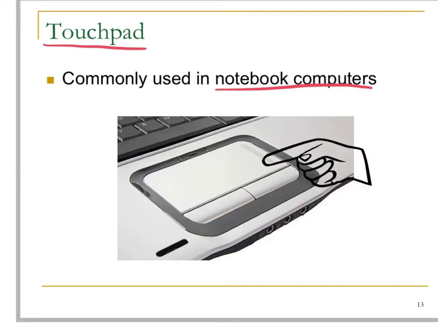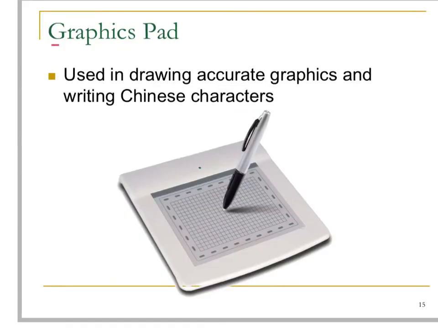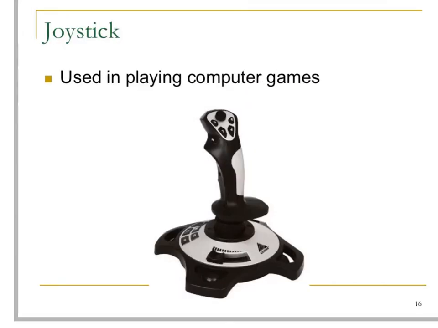Next, graphics pad. And it is very commonly used to draw accurate graphics or write Chinese characters. And in Hong Kong or in mainland China or in Taiwan, graphics pads usually exist in the form of a Chinese writing pad, 中文手寫板. And now, joystick. And needless to say, it is used in playing computer games.